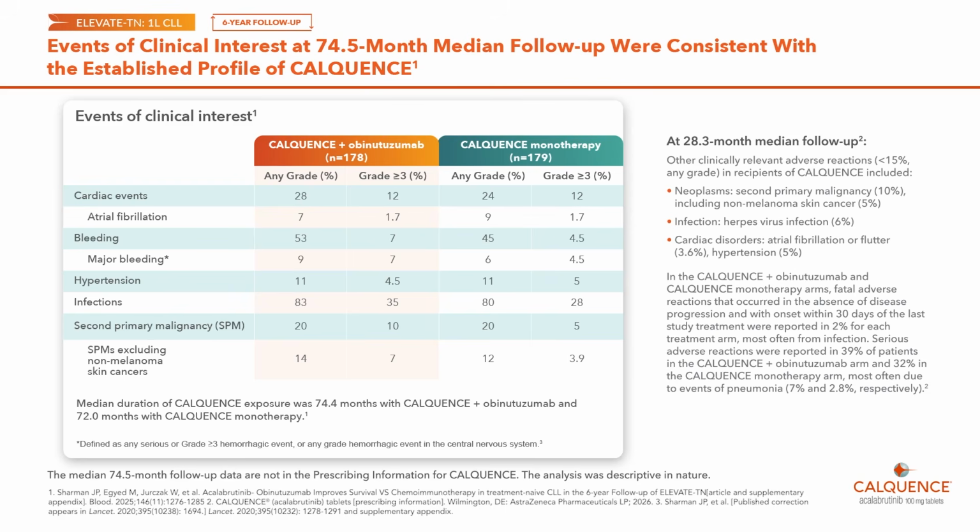At median 74.5-month follow-up, rate of any grade atrial fibrillation was 7%, hypertension was 11%, and major bleeding was 9% in the CALQUENCE plus obinutuzumab arm. Rate of any grade atrial fibrillation was 9%, hypertension was 11%, and major bleeding was 6% in the CALQUENCE monotherapy arm.